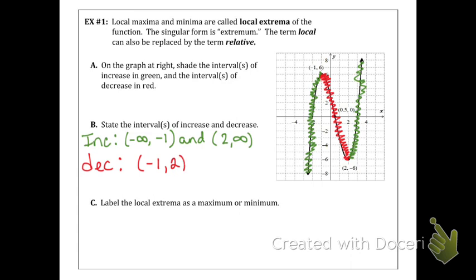Then C says label the local extrema as a maximum or a minimum. So this point down here at the bottom, we know it's a local minimum or a relative minimum. And then up here at the top, we have a maximum, which is local or relative, either one. Remember, they mean the same thing.